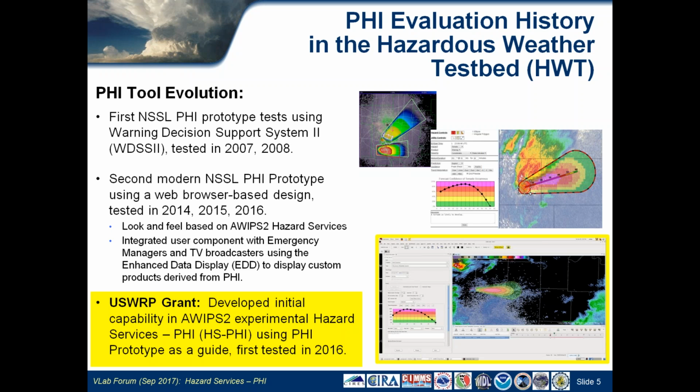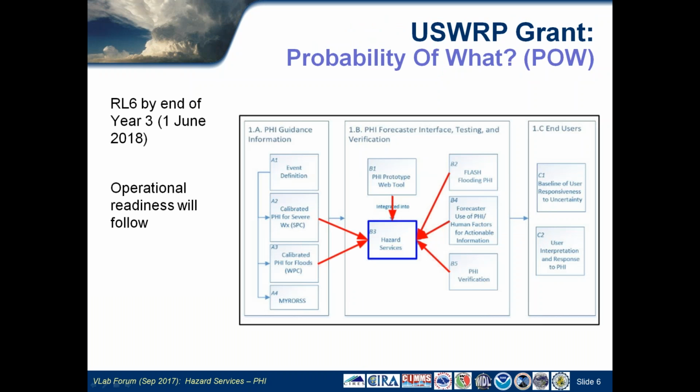As Steve mentioned, we're operating under a USWRP 3-year grant. We're in the 3rd year of it now, and this grant is funding us to develop the initial capability of PHI within the AWIPS 2 experimental hazard services. We first tested it in 2016, and we tested it again in 2017. So we're going to slide 6 now, Tracy. This is where you come in. We're going to be going back and forth, and Tracy and I have a script.